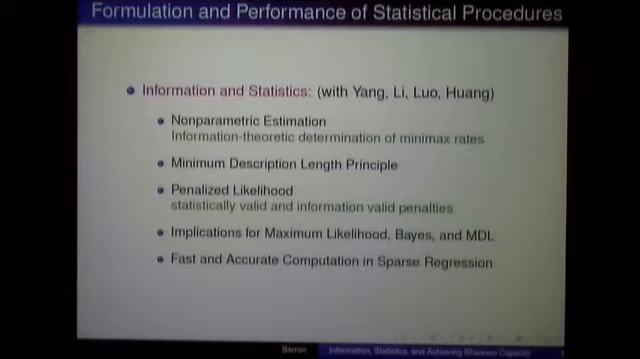So briefly, I guess I pointed it out already, but the two main things we want to get to in information and statistics are information theoretic determination of minimax rates asymptotically, and then non-asymptotic inequalities that work for any sample size and tell us what types of penalties will give us good risk bounds that adapt to different regularities that the target function might have.